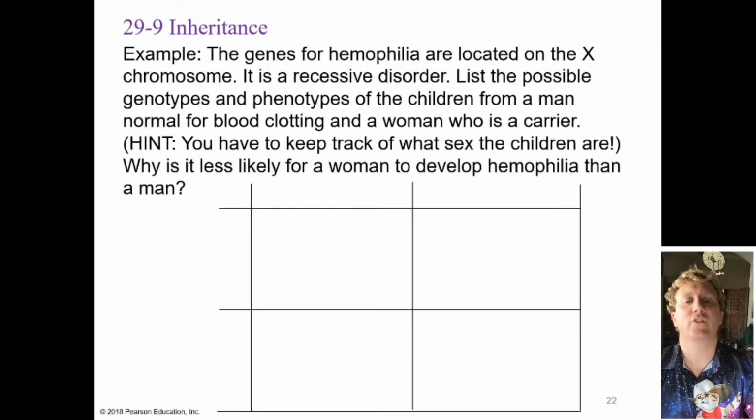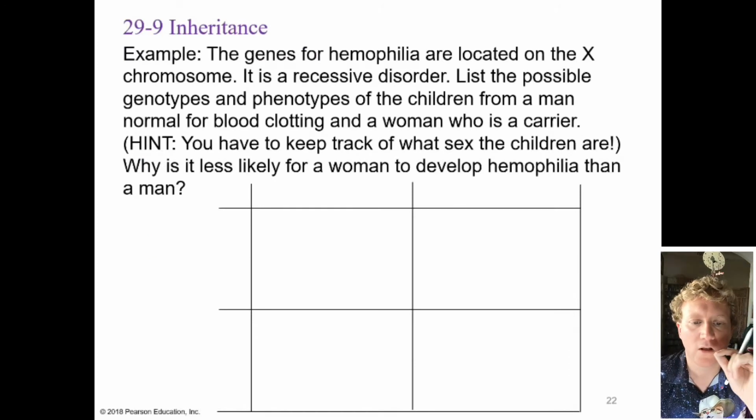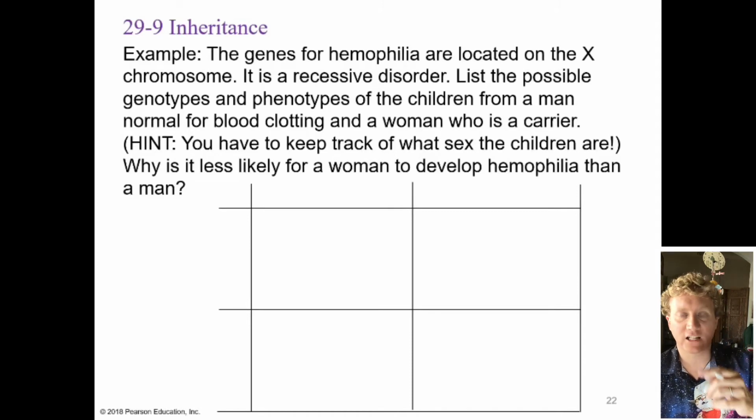For example, hemophilia is located on the X chromosome. It's a recessive disorder, and so it's similar to other recessive disorders. However, what we want to do is we want to see why is it less likely for a woman to develop hemophilia than a man? And we're going to have to keep track of what sex the children are.